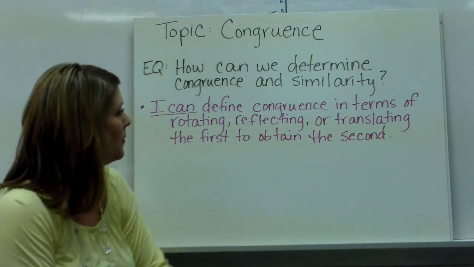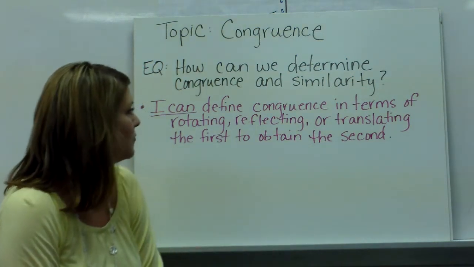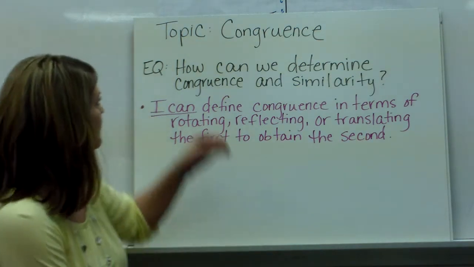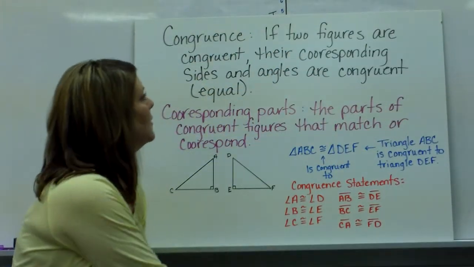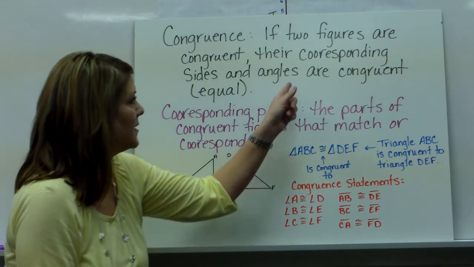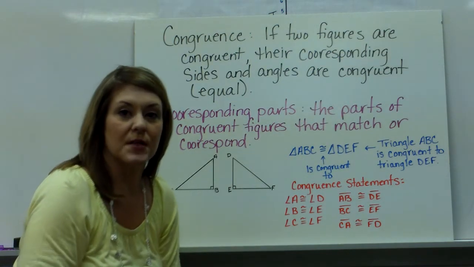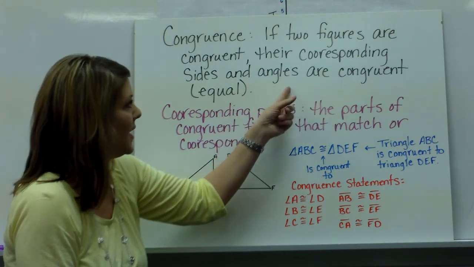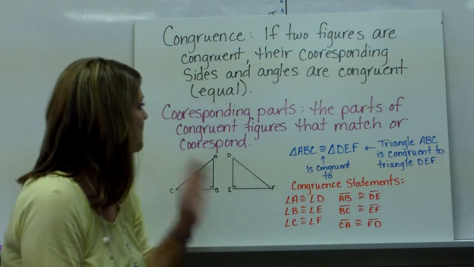So what you want to make sure that you can do by the end of the lesson: I can define congruence in terms of rotating, reflecting, or translating the first to obtain the second. Congruence is if two figures have corresponding sides and angles that are congruent, which means they're the same. So congruent figures are the same shape and the same size. Again, the corresponding sides and the angles are going to be congruent if the two figures are congruent.